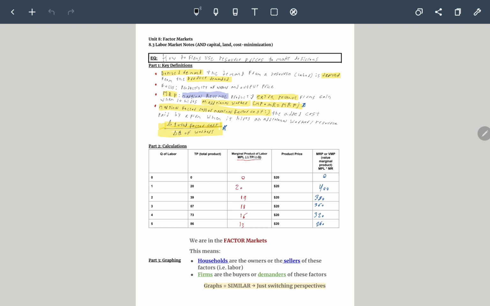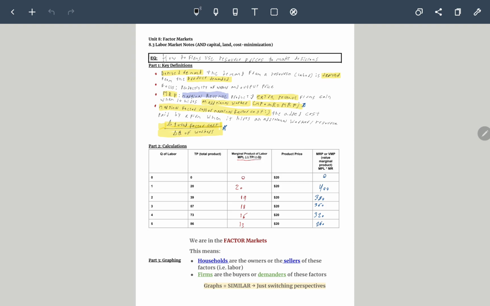That is calculated through marginal product times marginal revenue, which is MRP. All right, our next definition is marginal factor cost, which is the added cost paid by a firm when it hires an additional worker. This is calculated through the change of total factor cost over the change of workers.